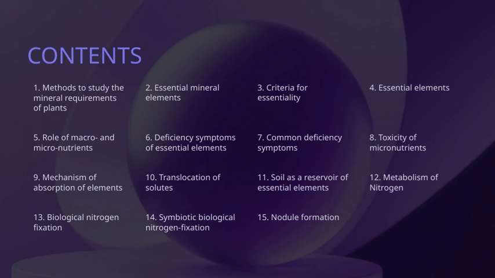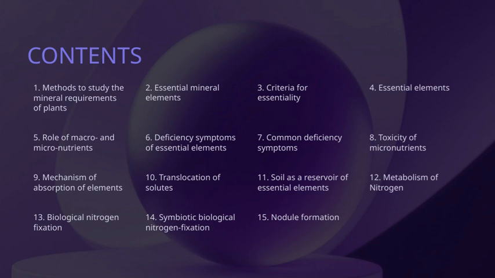Mechanism of absorption of elements describes how plants take up nutrients from the soil, primarily through their roots, often involving specific transport systems. Essential mineral elements encompass both macro and micronutrients that are vital for various physiological functions within the plant. The role of macro and micronutrients highlights how each group contributes differently. Macronutrients are needed in larger amounts, like nitrogen and phosphorus, while micronutrients, such as zinc and iron, are required in trace amounts but are equally essential.